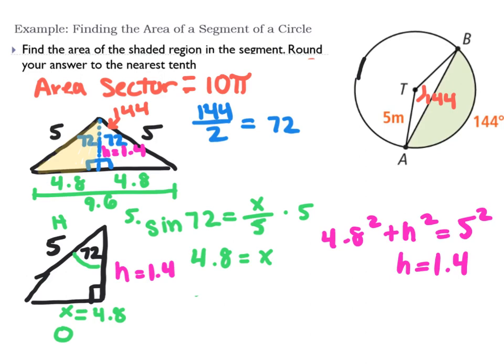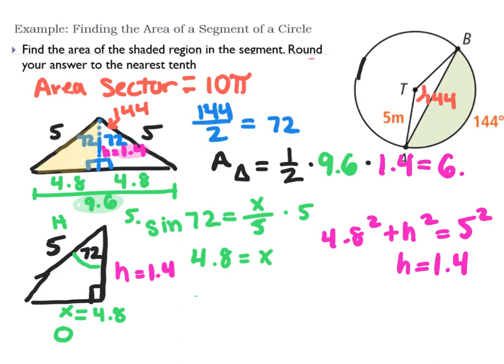So now if I want to find the area of the triangle, it's going to equal 1/2 times the base, which we found is 9.6, times the height, which we calculated to be 1.4, which will give us 6.7.